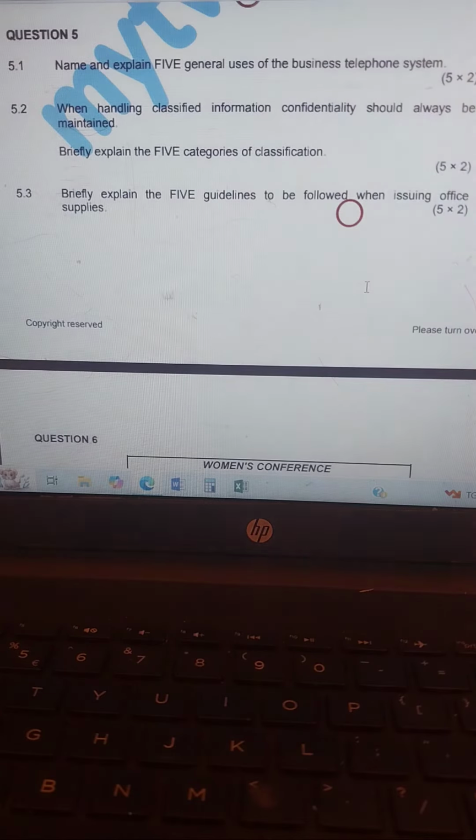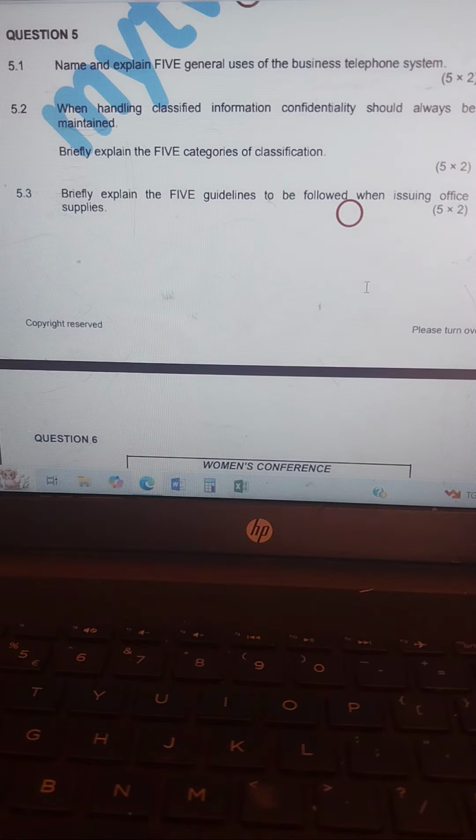Then we go to question 5, 5.1. It says, name and explain 5 general uses of a business telephone system. Number 1, we have calls on hold. When a call comes through, the switchboard has the facility to answer the call adequately or put it on hold until it can be attended to.